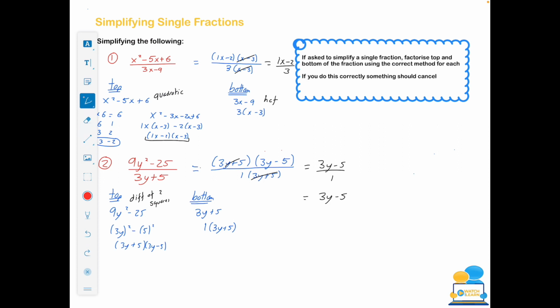Okay, so nothing new there in that slide. Just make sure you can do the factorizing. If you're asked to simplify a single fraction, factorize where you can, and if you do that correctly, something should cancel.